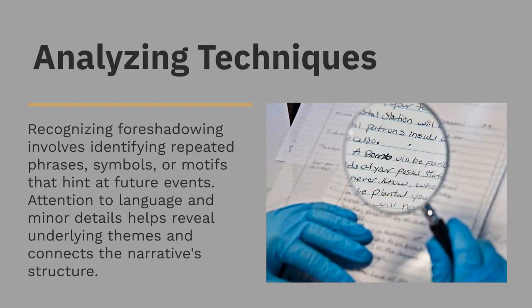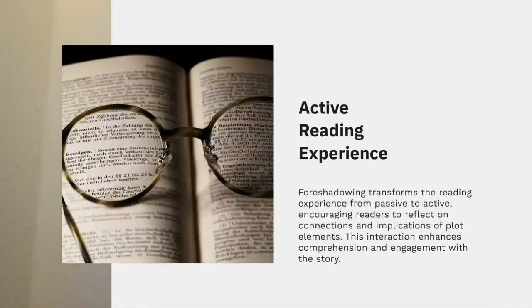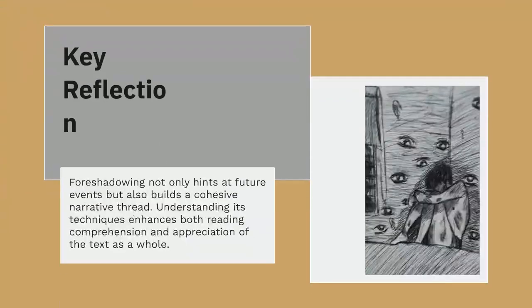Now, analyzing techniques. Recognizing foreshadowing involves identifying repeated phrases, symbols, or motifs that hint at future events. Attention to language and minor detail helps reveal underlying themes and connects the narrative structure. For an active reading experience, foreshadowing transforms the reading experience from passive to active, encouraging readers to reflect on connections and implications of plot elements. This interaction enhances comprehension and engagement within the story.